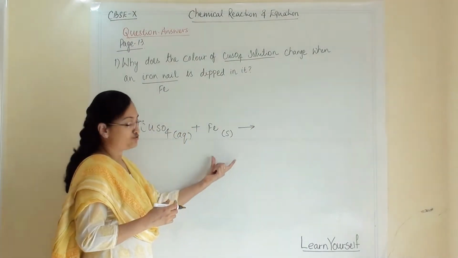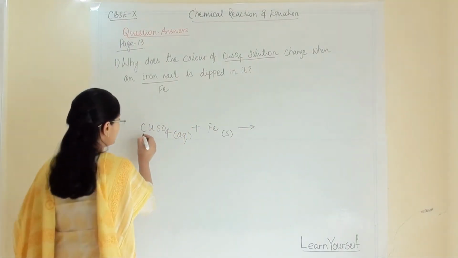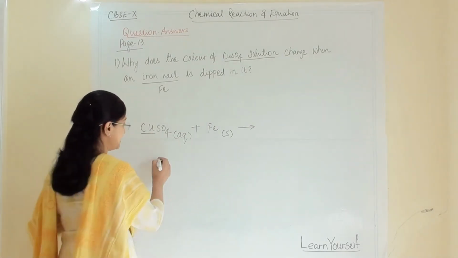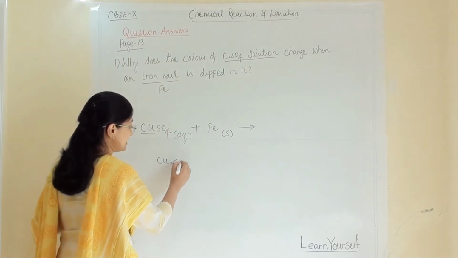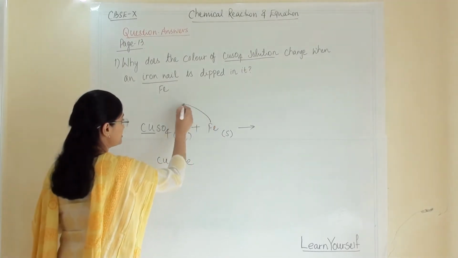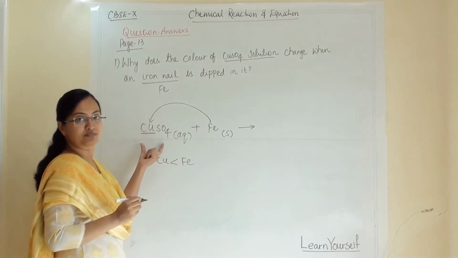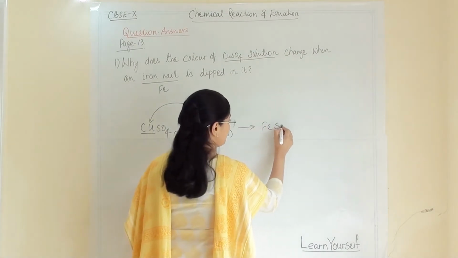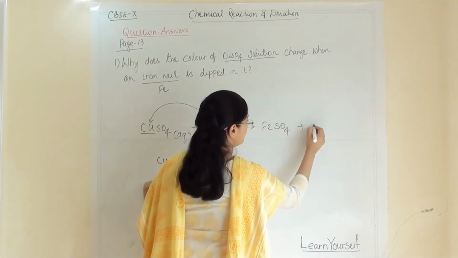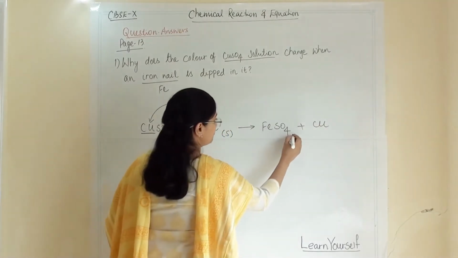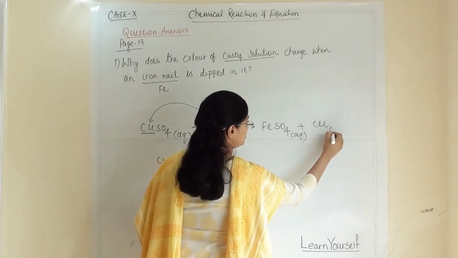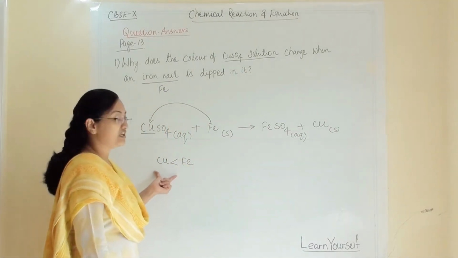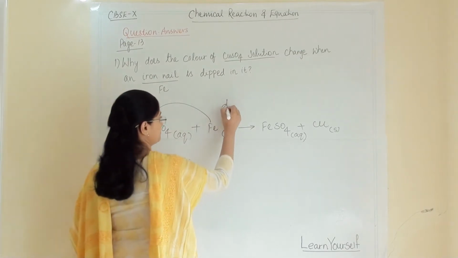So in between the two, which reaction will take place? Here it is copper and here it is Fe. We know that copper's reactivity is less than Fe. So Fe is going to replace copper from the compound copper sulfate. So it will be FeSO4 plus Cu. Now FeSO4 will be in aqueous solution and Cu will be solid. So this reaction is a displacement reaction.